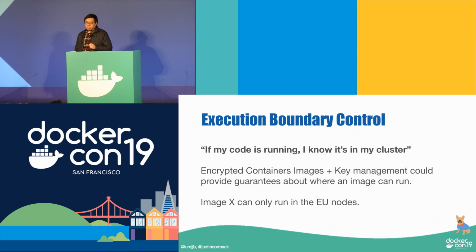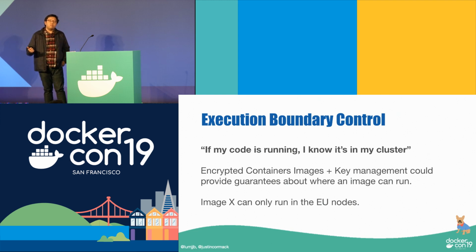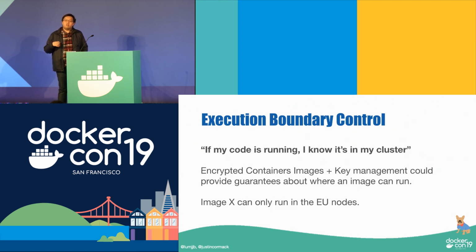So a little more subtle feature that comes with this is something that we call execution boundary control. What this is trying to do is make the assertion that if my code is running, I know that it's running in my cluster or a set of approved hosts, right? How this works is you encrypt images and you have some kind of key management and key distribution to show that only certain machines or certain clusters will have the decryption key, and therefore only encrypted containers can run on them. So in this case, a policy that one can make is to say image X can only be run on EU nodes, or depending on how you set your security boundaries.